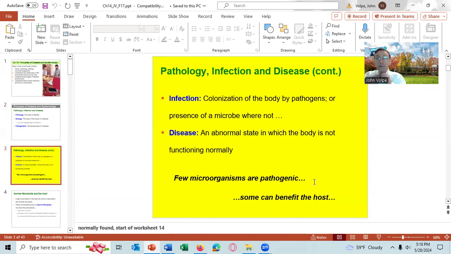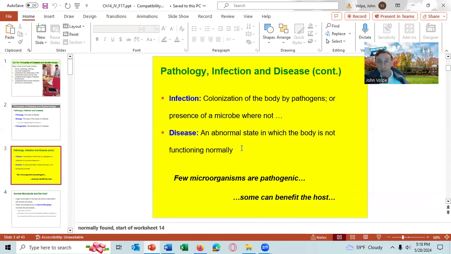Infection is the colonization of the body by pathogens or the presence of microbes where they are not normally found. Like E. coli is normally found in our gut, and it normally doesn't cause any problems. In fact, it's beneficial to us because it helps us digest food. However, if you find it growing in somebody's ear, like a child's ear, or you find it growing in the urethra, it can cause an infection where the microbe is not normally found.